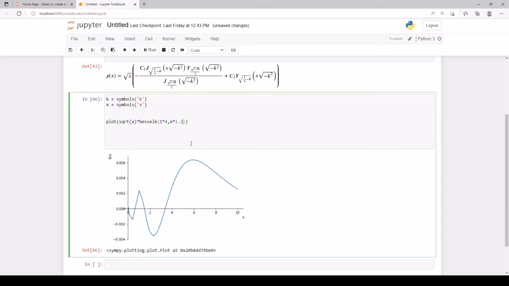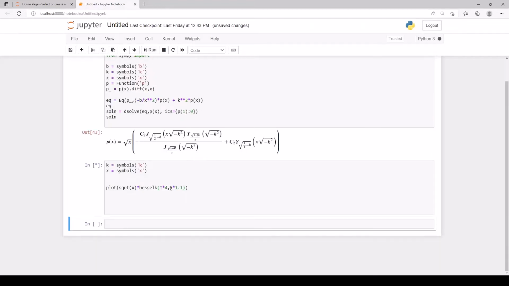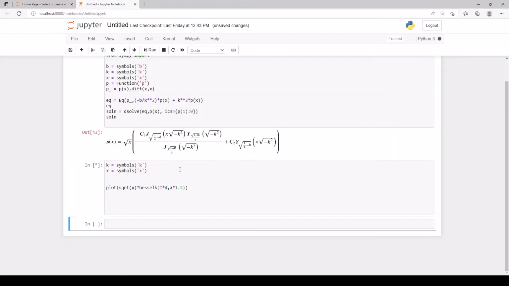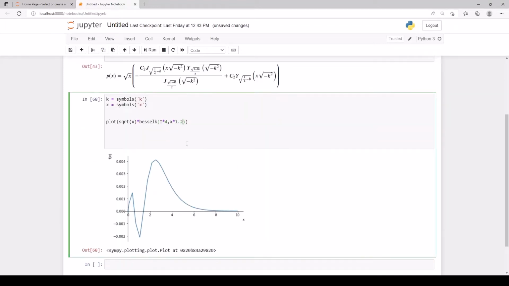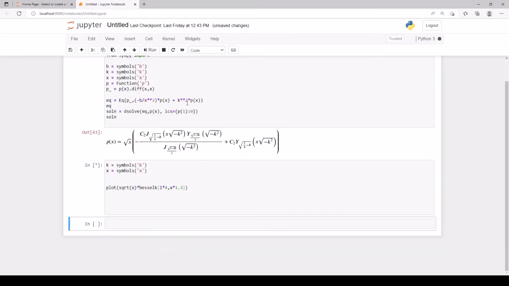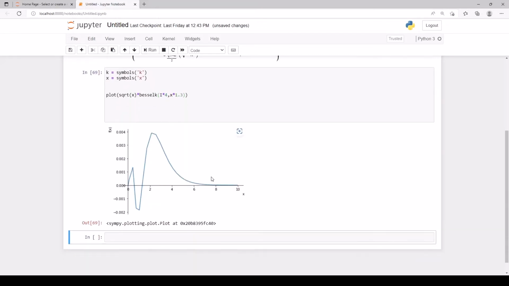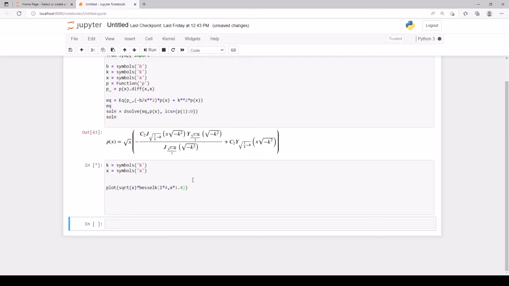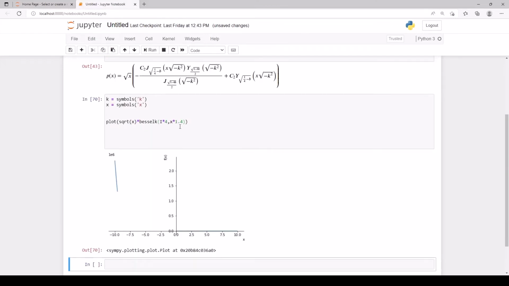If I go k equals 1.1, then that's still valid. What if k is equal to 1.2? That's still valid. Okay, let's do k equals 1.3. That is still valid. What if I do k equals 1.4? Okay, so evidently at some point between 1.3 and 1.4, the graph or the Bessel starts to break down.